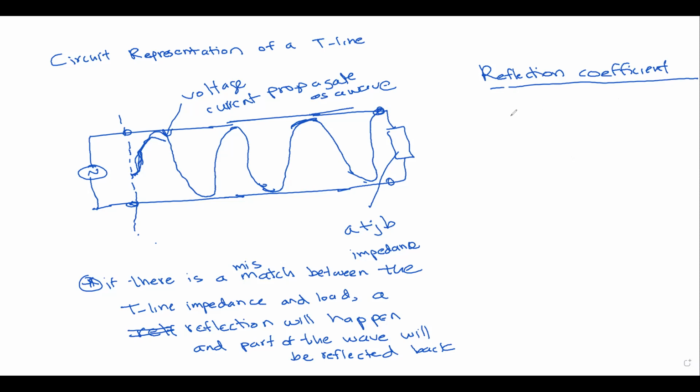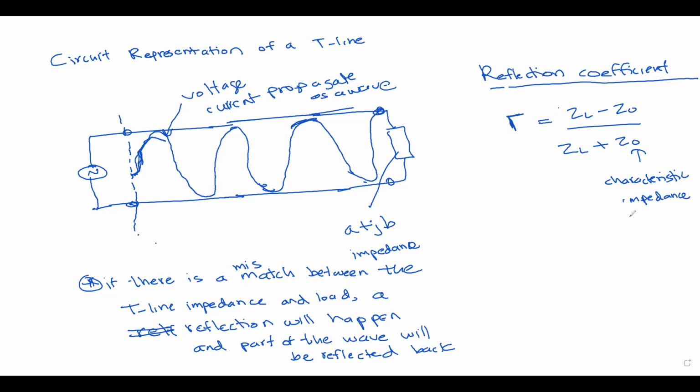The reflection coefficient can be defined using tau. Tau is equal to the load impedance minus the characteristic impedance of the line, divided by the load impedance plus the characteristic impedance of the line. The characteristic impedance of the line is the impedance of the transmission line, and it is generally a standard value. You can find it using some measurements.